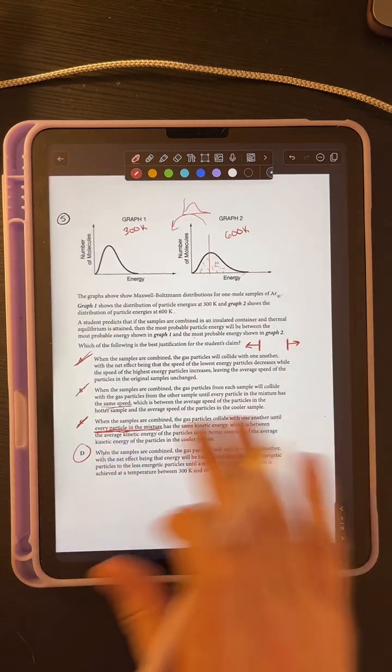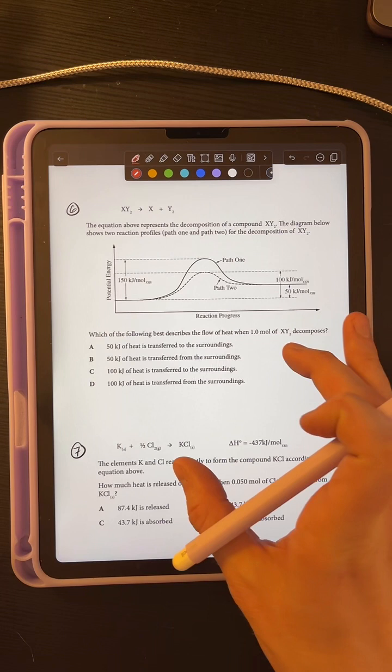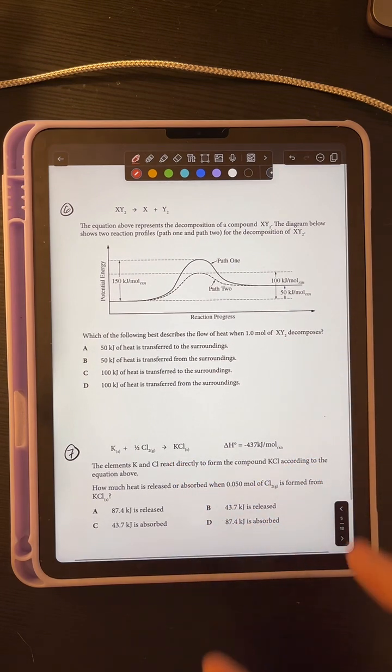All right, we're going to move on to this one here. Number 6.